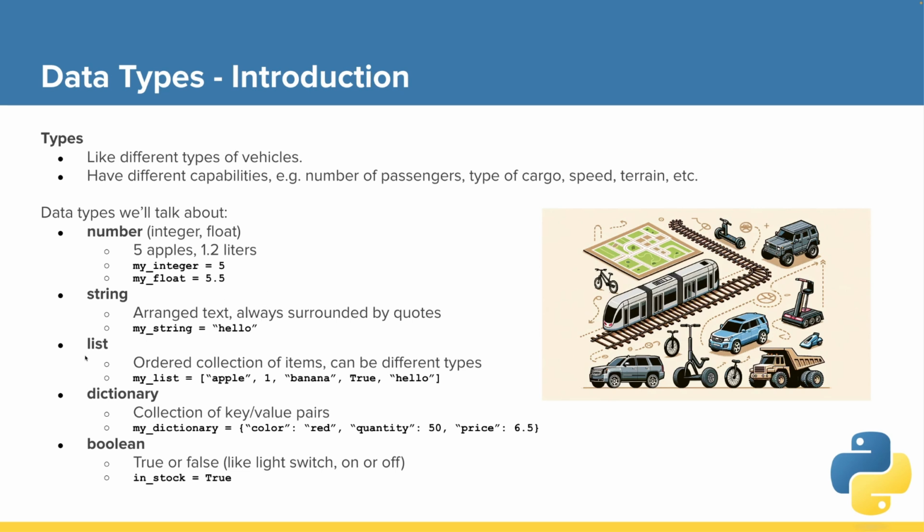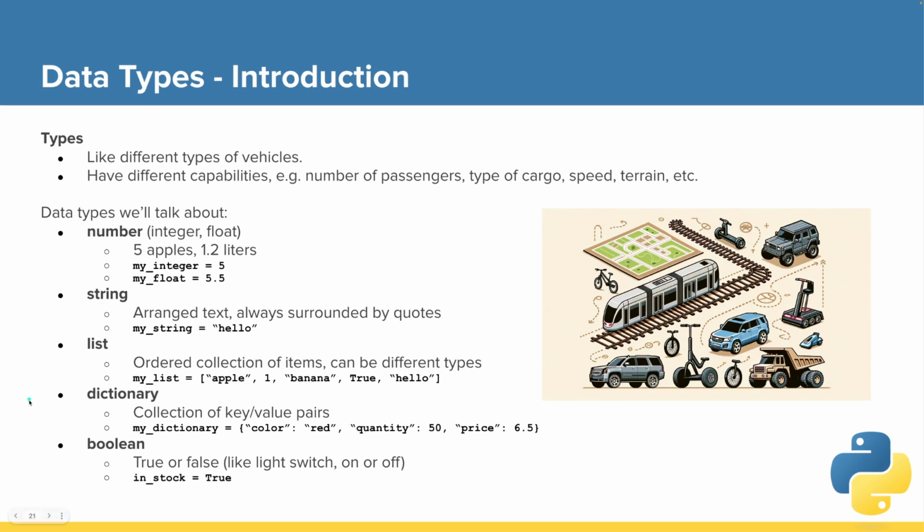We also have a list that we'll talk about, which is an ordered collection of items, and they can be different types. If we have my list, we can have an apple, an integer, number 1, another string here, a Boolean, true or false, another string. Apple will always be the first item in this list. It's ordered, unless we change that, but it's a collection of items.